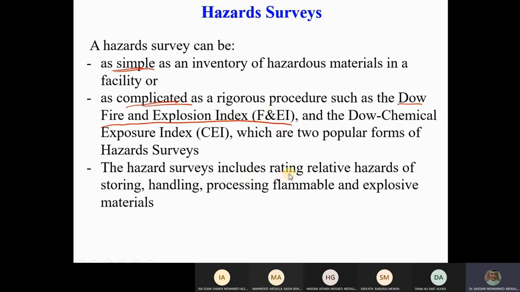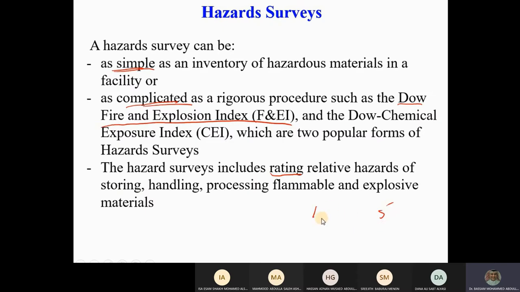A hazard survey, of course, includes rating. What do we mean by rating? That means you put numbers, 1, 2, 3, 4, 5. So for example, 1 is safe, 5 is dangerous. So something like that. So you put numbers, and those numbers would be well known to everyone. So here you rate the hazards of storing and handling flammable, explosive materials. So you rate them so that you know in what range it is.